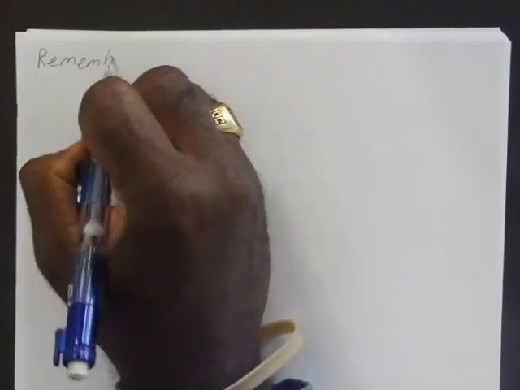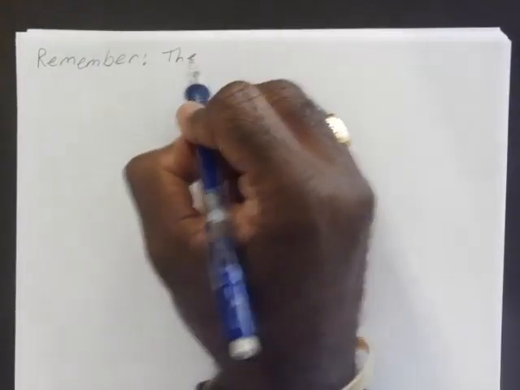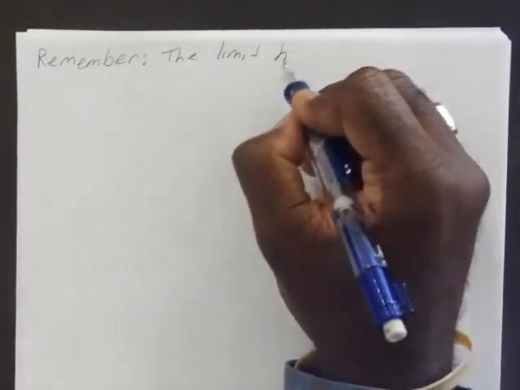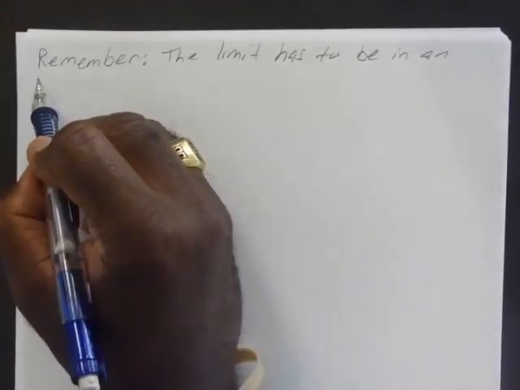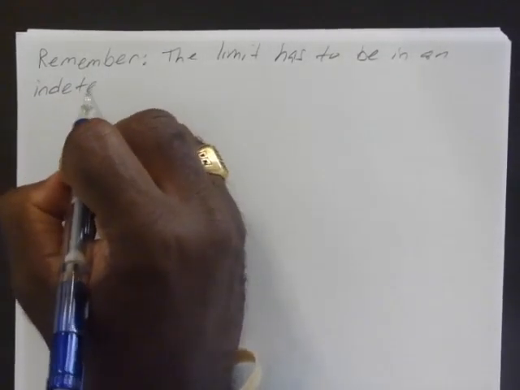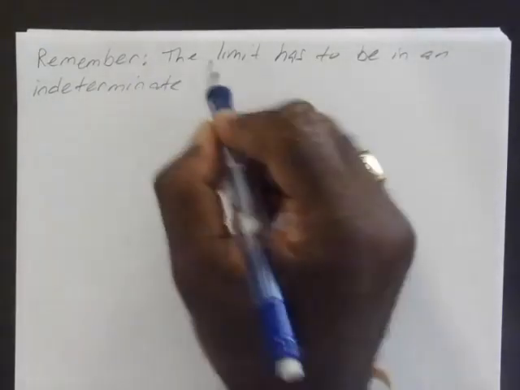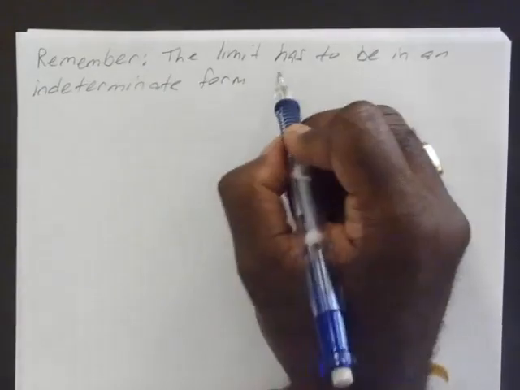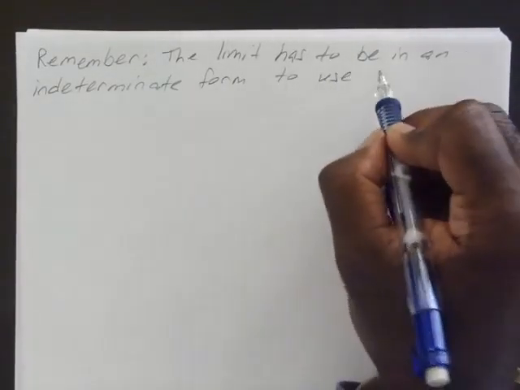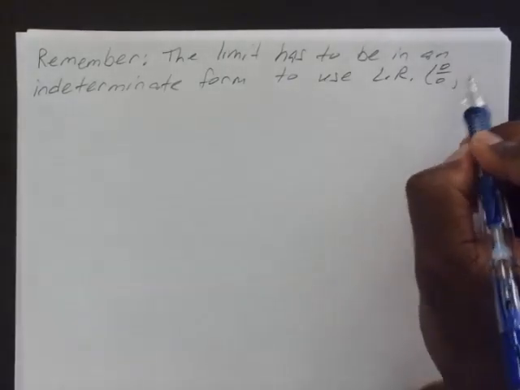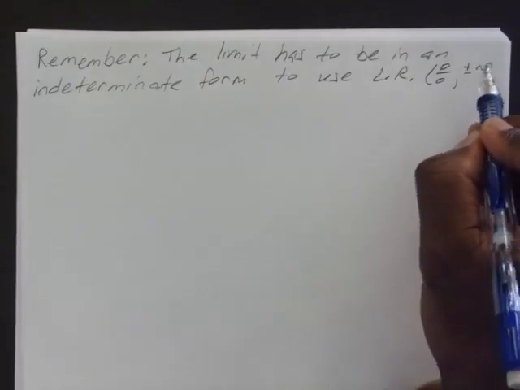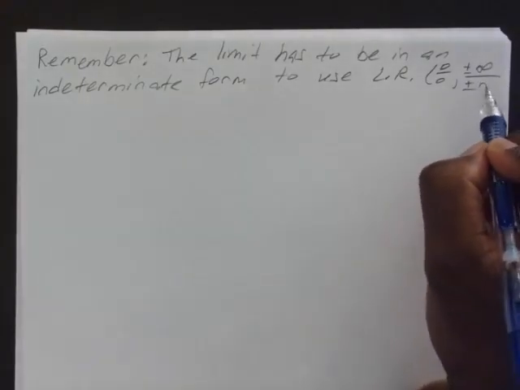Okay. So we know that it has to be in an indeterminate form to use L'Hopital's rule. Remember that the limit has to be in an indeterminate form to use L'Hopital's rule, which means it has to be 0 over 0 or some combination of positive or negative infinity divided by positive or negative infinity.